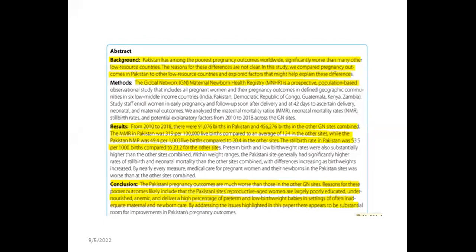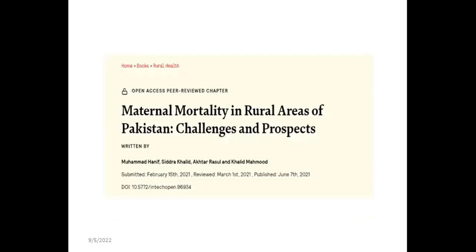Preterm birth and low birth weight were also substantially higher. The study concluded that Pakistani pregnancy outcomes were much worse than other Global Network regions. Reasons for these poor outcomes include that at the Pakistan sites, reproductive age women are poorly educated, undernourished, and anemic, and deliver a high percentage of preterm and low birth weight babies in a setting of inadequate maternal and newborn care.